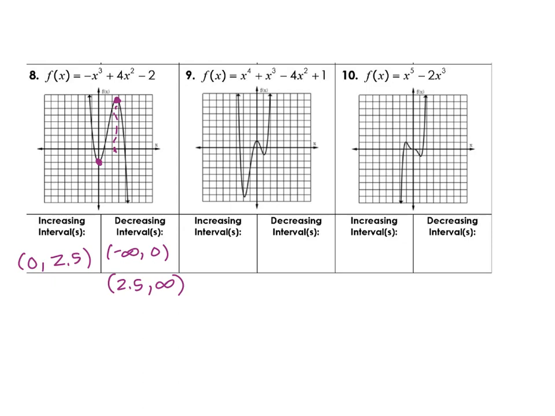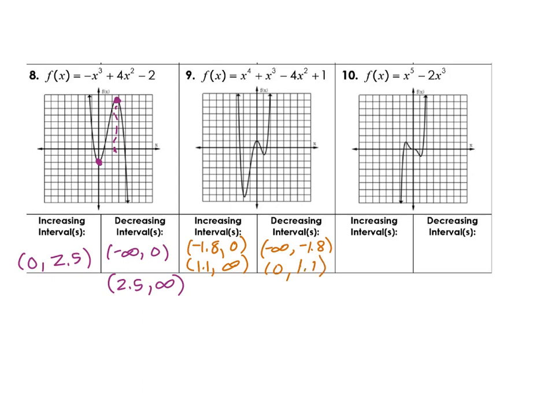Okay, the next one, increasing: between what two x values would this be increasing? We're going to say about negative 1.8. I left off my negative there. Negative 1.8 to 0, and that's going to be our increasing. And then it increases on the other side of 1, so we're going to just say maybe 1.1 up to infinity. And then our decreasing is from negative infinity to negative 1.8, and then from 0 to 1.1.